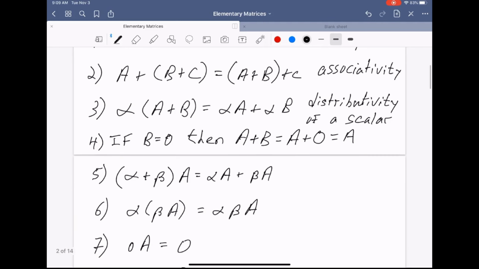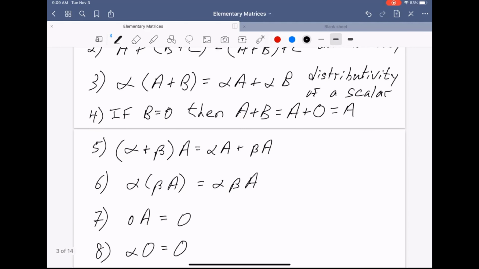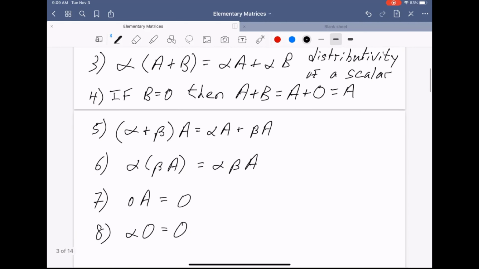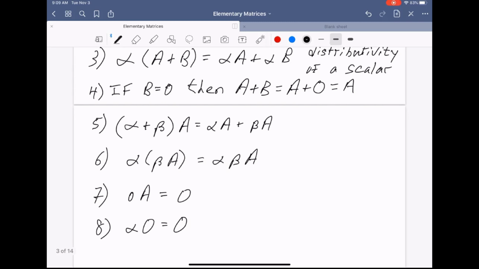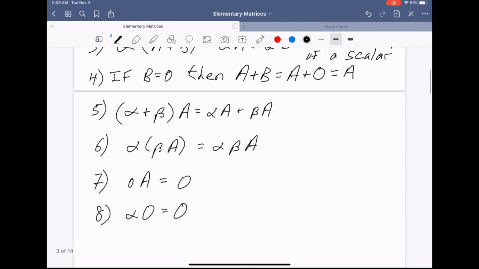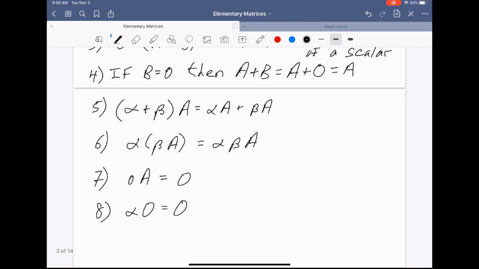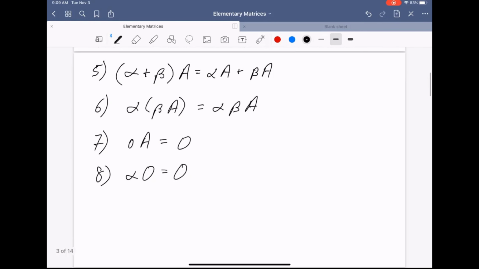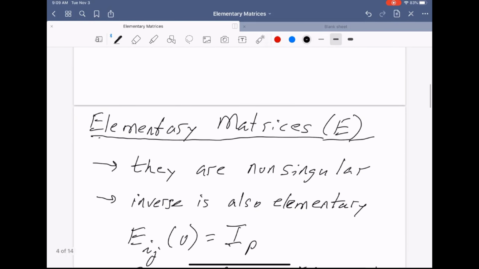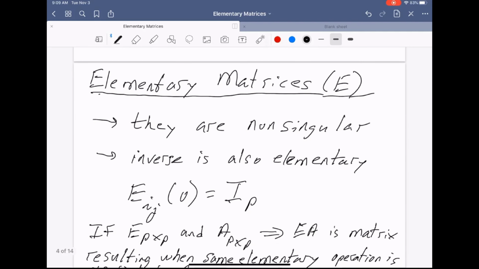The sixth property says that if you have two scalars alpha and beta, and you first multiply matrix A by beta and then by alpha, it's the same as if you multiplied alpha by beta and then multiplied through the matrix A. If you have a scalar 0 and you multiply that through A, you get a matrix 0. And if you have a scalar alpha and you multiply it through by a matrix 0, you get the matrix 0 back. Okay, so now let's look at elementary matrices.